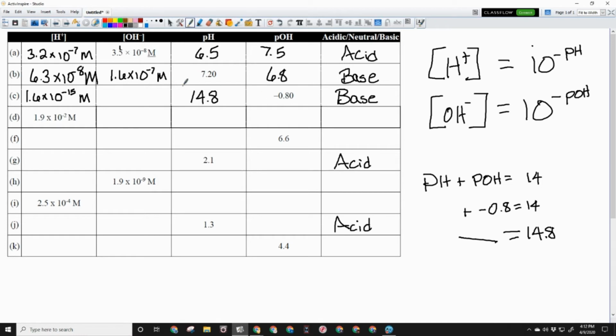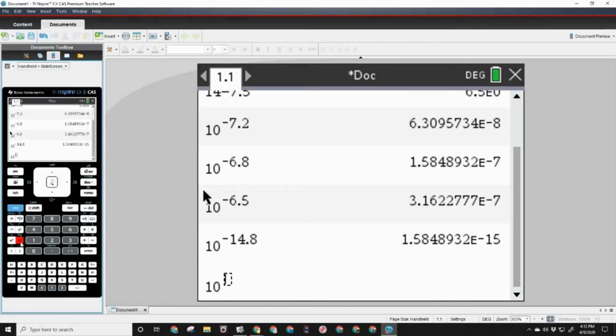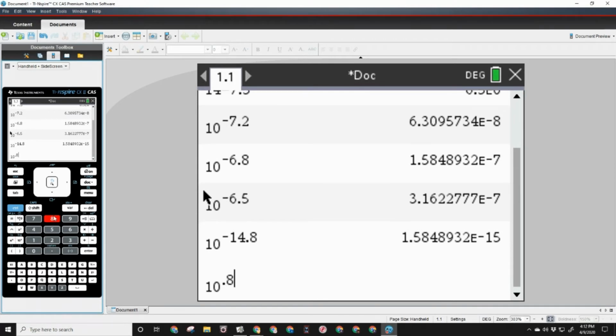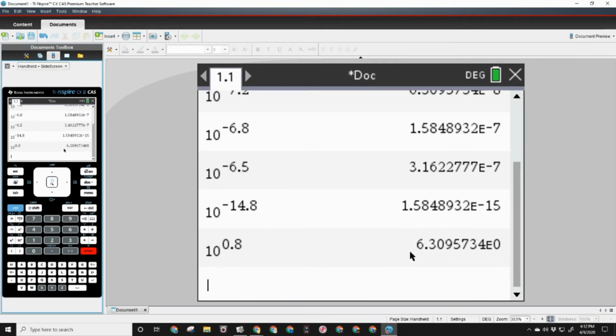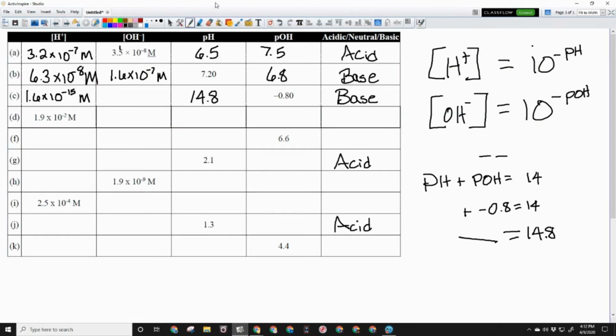Okay, and now we're going to calculate the concentration of the OH, which is 10 to the negative 0.8. So negative is a positive, so it's 10 to the positive 0.8. Okay, and that's 6.3 times 10 to the 0 power molarity. All right. The next line.